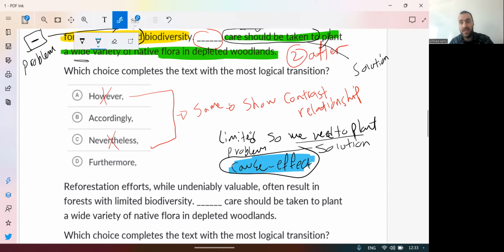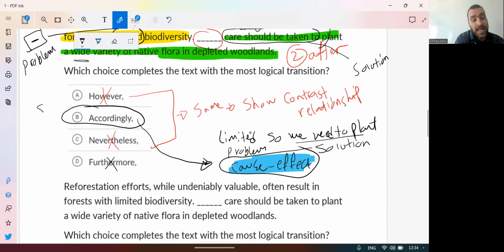Cause and effect. So I eliminated however and nevertheless, even before reading, because both of them are copycats. They have similar purposes. Both of them show a contrast relationship, and we don't have a contrast relationship in both parts of the sentence. So we have accordingly and furthermore. Are we adding? We are not adding something. I'm going to choose accordingly because accordingly shows cause and effect.